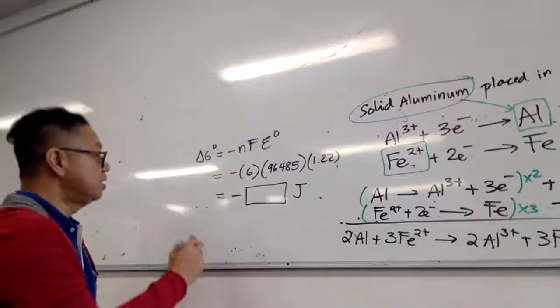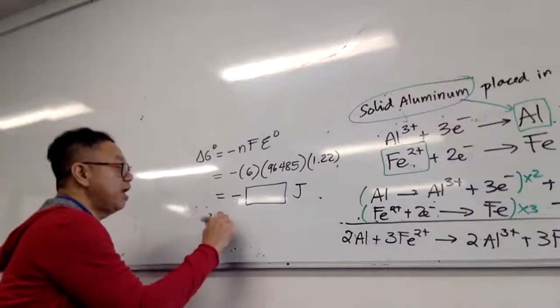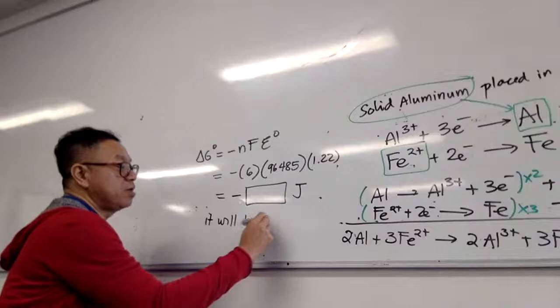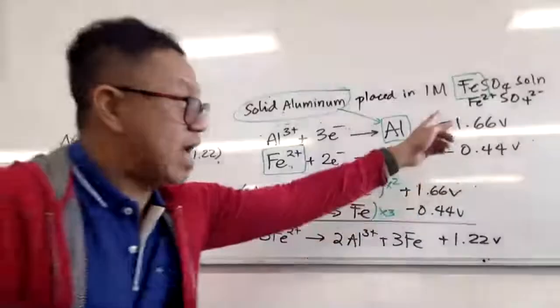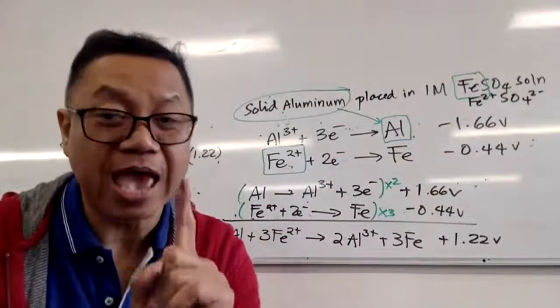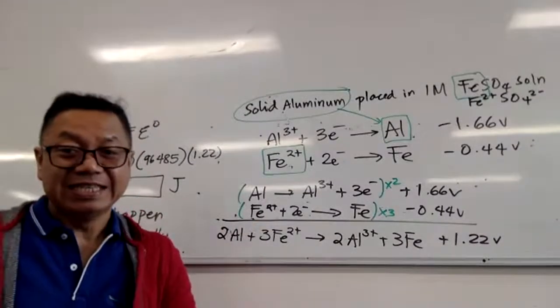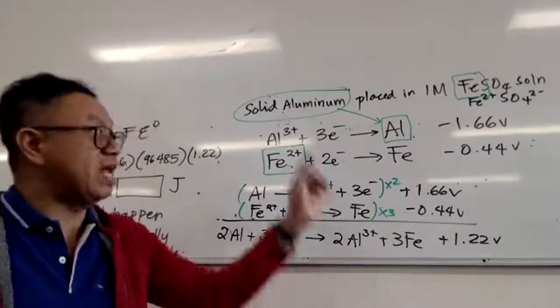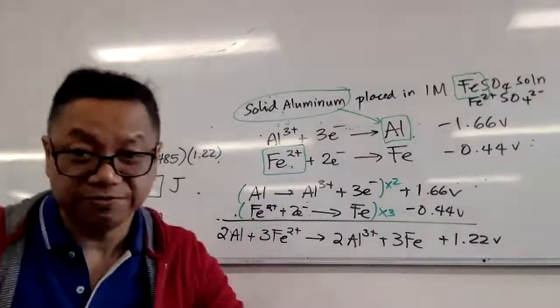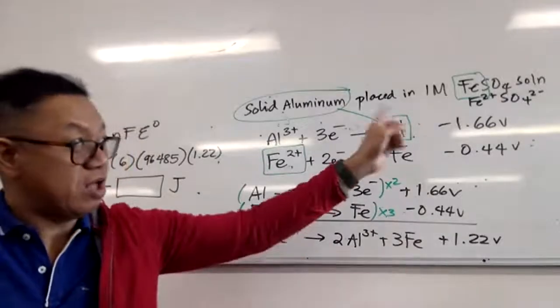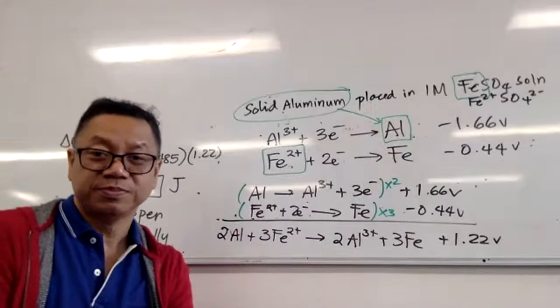So it will happen because it is in iron sulfate, a reaction will happen. That is what it means. That you will see a chemical reaction, meaning the aluminum will dissolve, will react with iron in the solution. Okay?